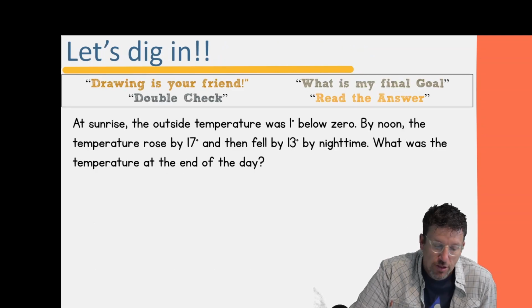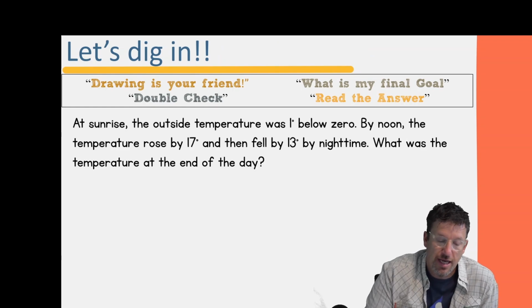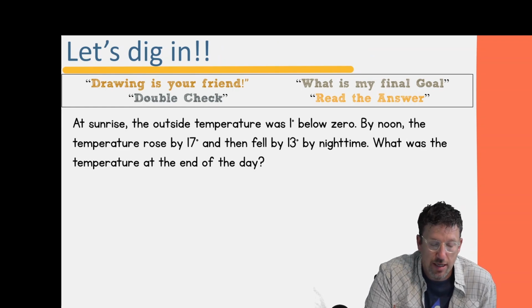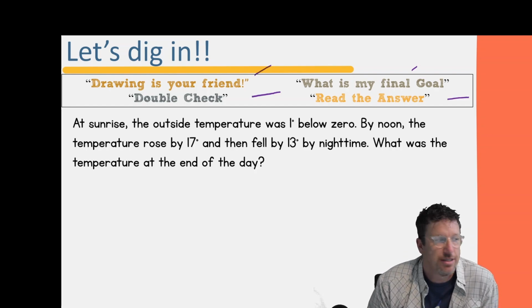All right. So let's dig in. Notice at the top, I put all the clues. I said, drawing is your friend. What is my final goal? Let's double check and let's read the answer. So let's make sure we're thinking about those as we're asking these questions.